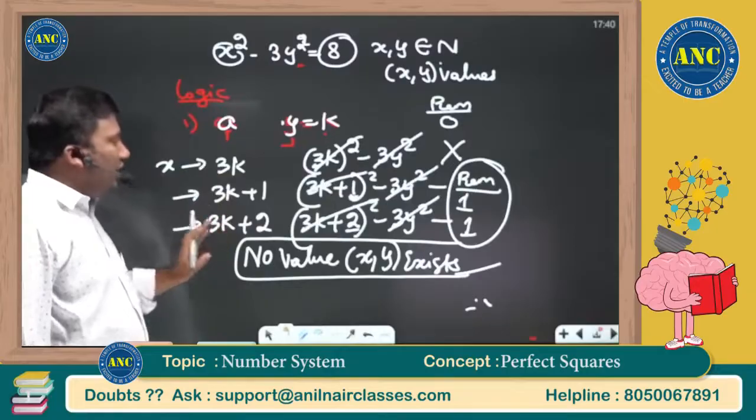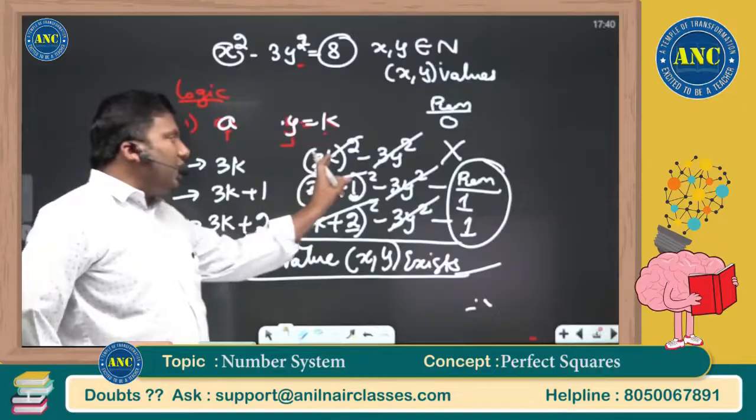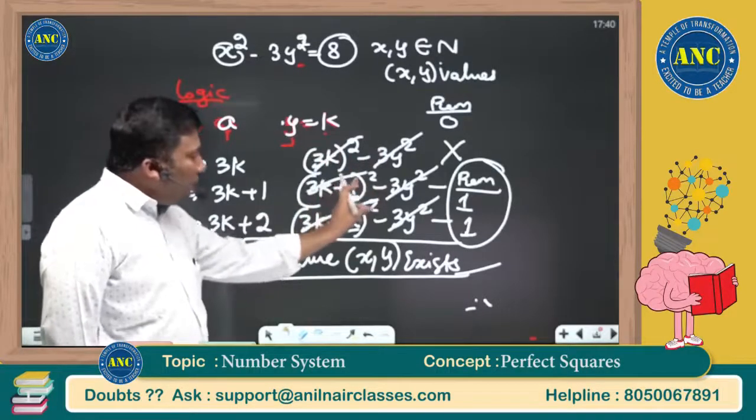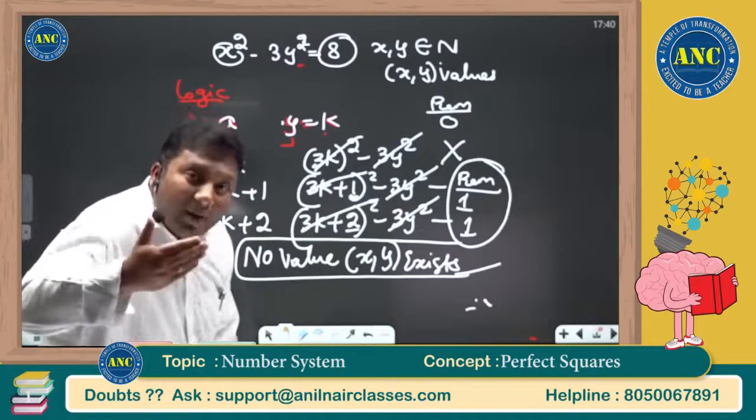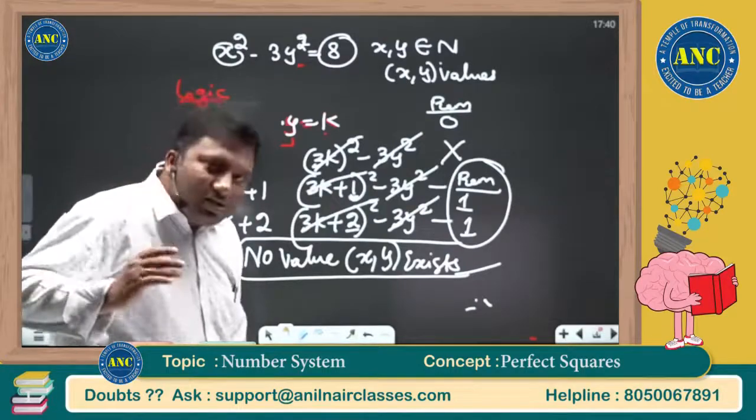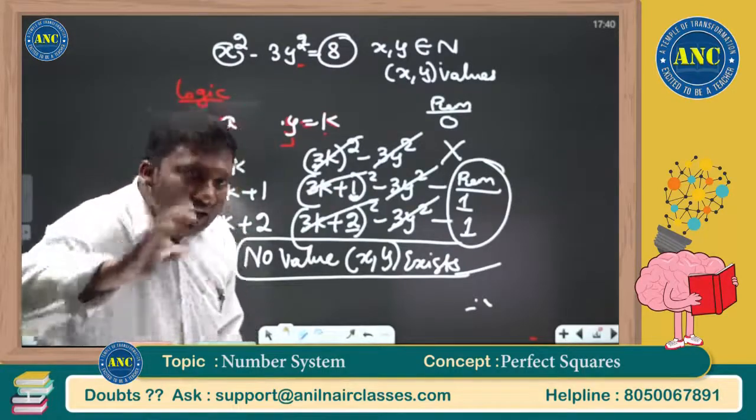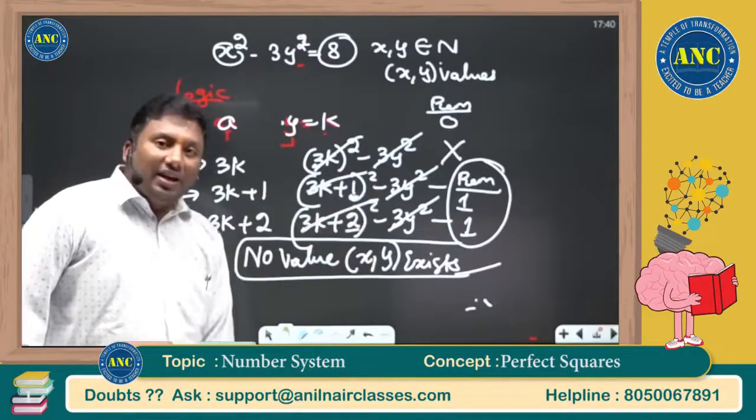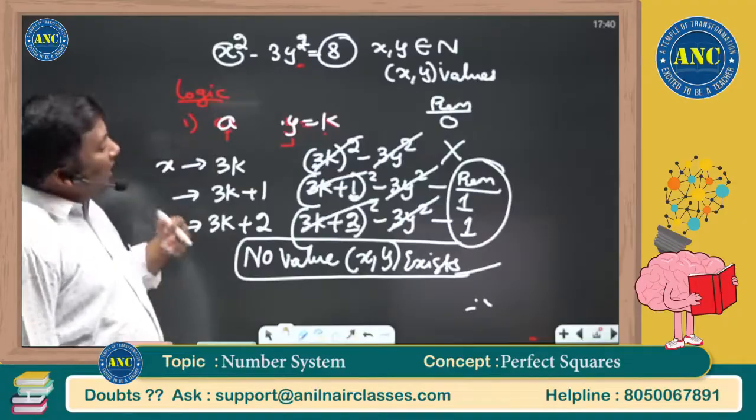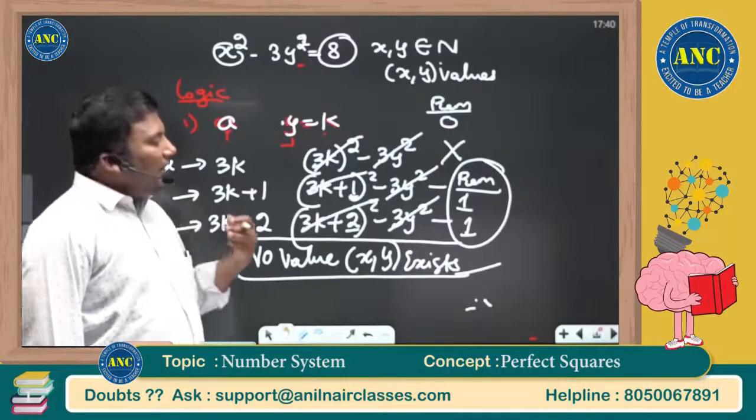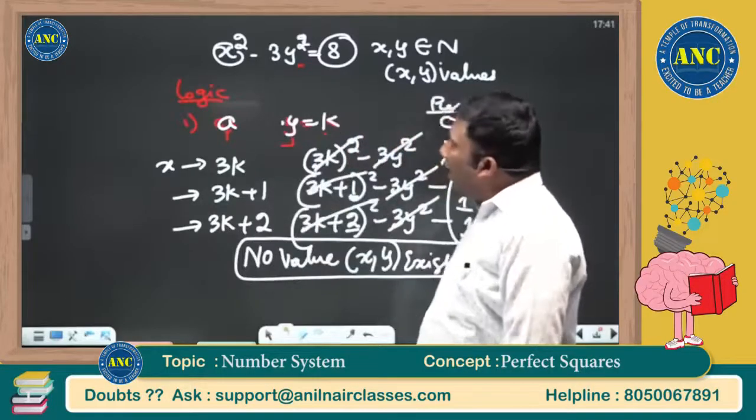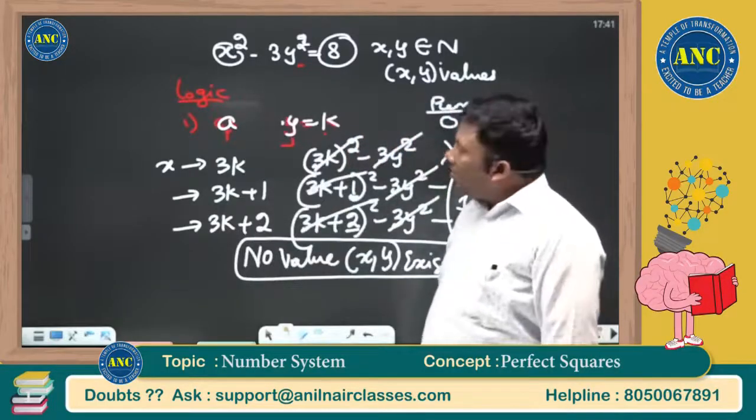3k plus 1 or 3k plus 2 whole square. 3k whole square is divisible by 3, minus 3y square. 3k plus 1 whole square: 3k whole square is divisible by 3, 2 into 3k is divisible by 3, and 1 is the remainder. 4 when divided by 3 gives remainder 1. So on the right hand side I got either remainder 0 or remainder 1. I hope the logic is clear.